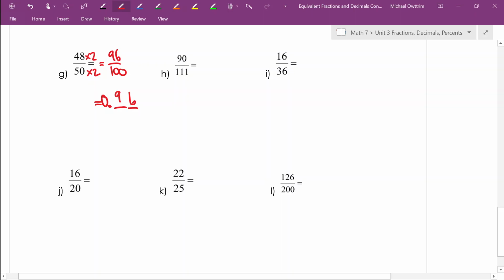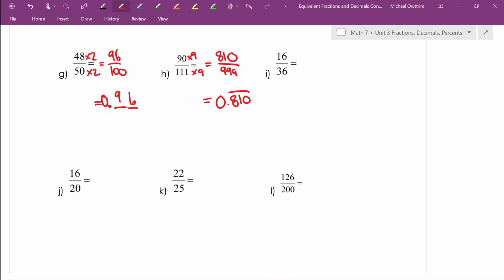111 I can't multiply or divide to make 10, 100, or 1,000, but I can multiply it by 9 to make 999 on the bottom. And if I multiply 90 by 9, well, 9 times 9 would be 81, so 81 with an extra 0 on the end. Once I have those 9s on the bottom, I know this is a repeating decimal, so 0.810 all repeating.